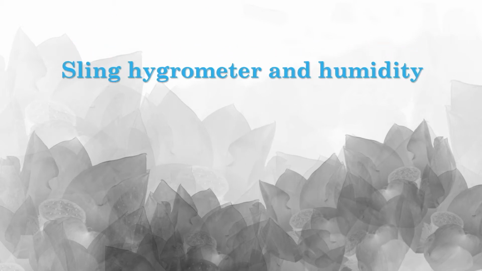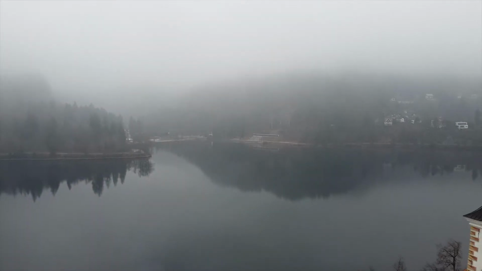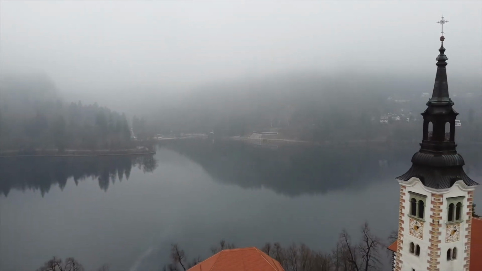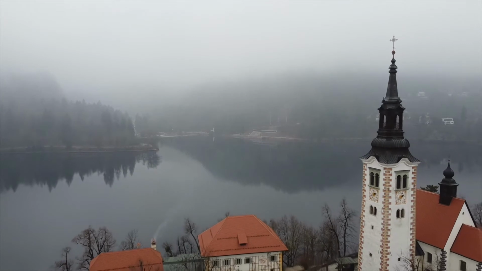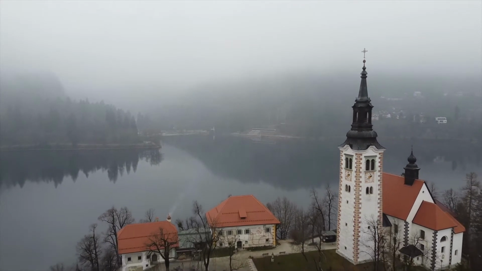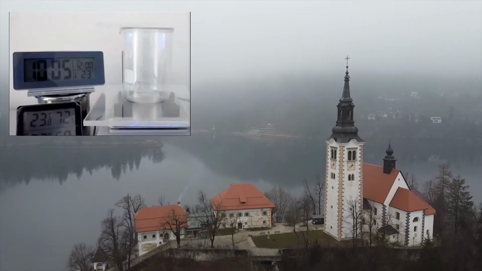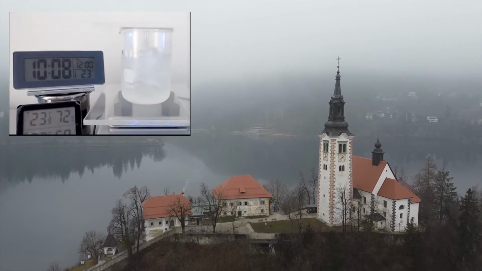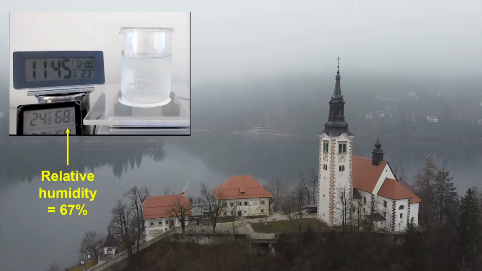In this video, we will talk about Sling hygrometer and humidity. There's water vapor in air. Most of the time we don't think about it, but we know it is there, especially when we see fog in the sky or water droplets condensing on the surface of a glass of ice water. We often describe humidity by a term called relative humidity. But what is it relative of?